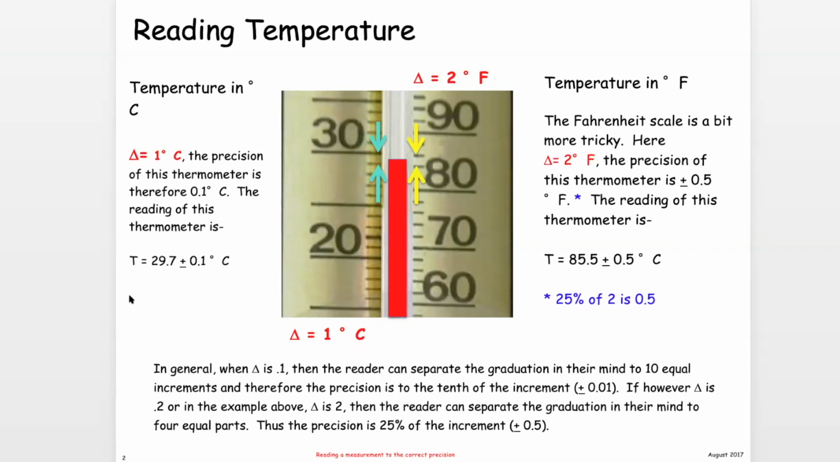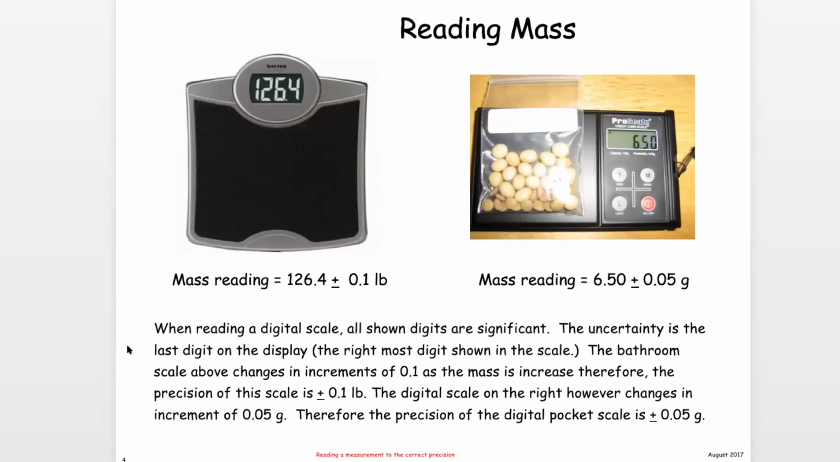So when you have a scale, the scale has no lines. All digits are significant when you have a scale. What you need to do is press on this mass and see how this digit changes. If it goes from 6.50 to 6.51, then you know delta is 1. If it goes from 6.50 to 6.55, then you know that the delta is 0.05.